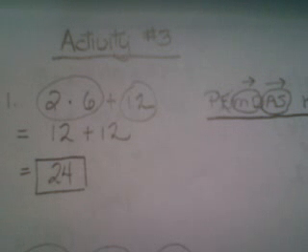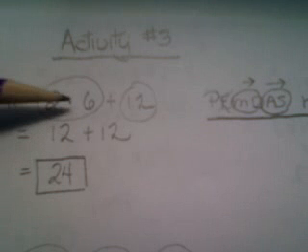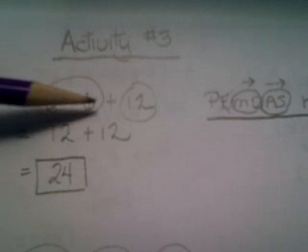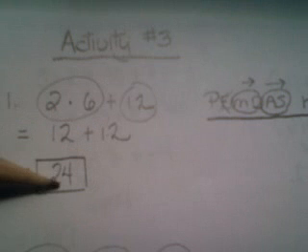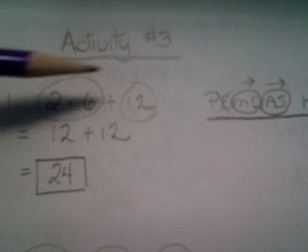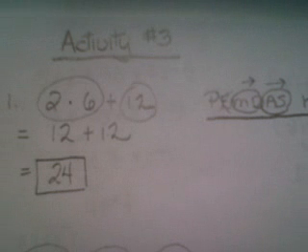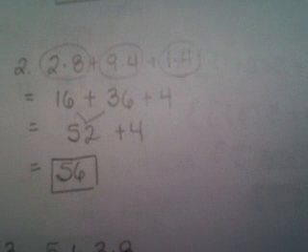So when I look at this, the first thing I need to do is multiply. So it's 2 times 6 gives me 12, and then I'm going to continue to add the 12 to it, and 12 plus 12 gives me 24. I have two terms here, 2 times 6, and then the 12. Second problem looks like this.